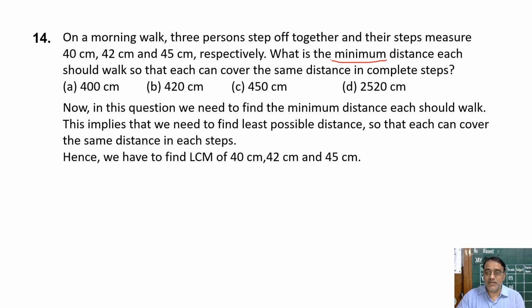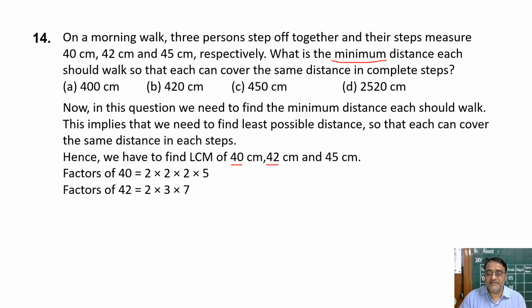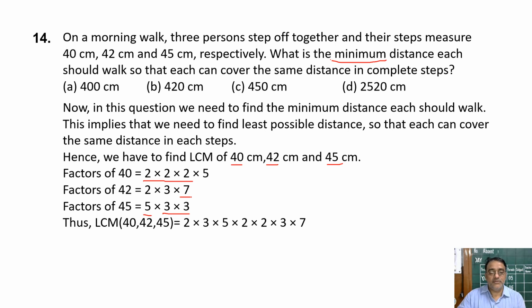Right. And factors of 40 we can write 8 into 5. That means 2 to the power 3. 2 into 2 into 2 into 5. 42 we can write 6 into 7. 2 into 3 into 7. And 45, 9 into 5, that means 3 into 3 into 5. So 2 repeated maximum 3 times and 3 repeated maximum 2 times, 5 and 7 repeated only 1 time. So LCM is equals to 2 into 3 into 5 into 2 into 2 into 3 into 7.